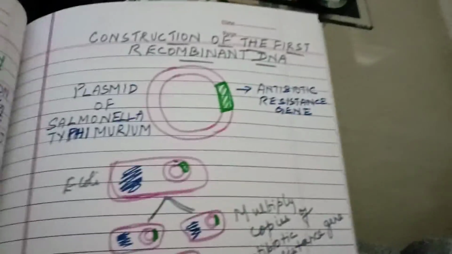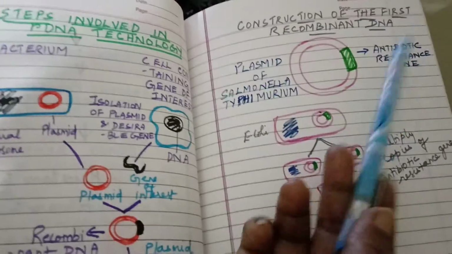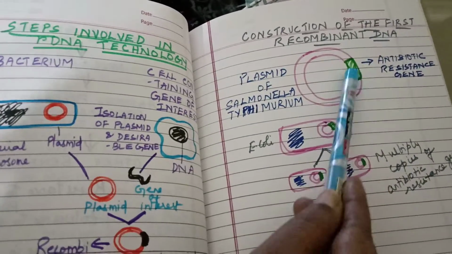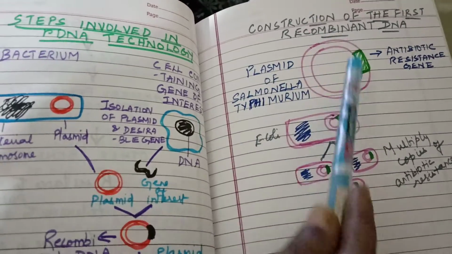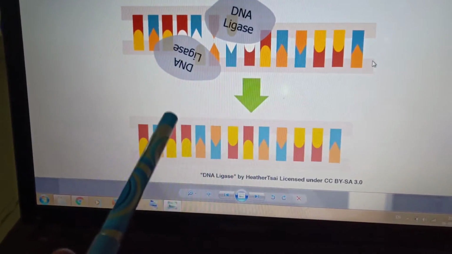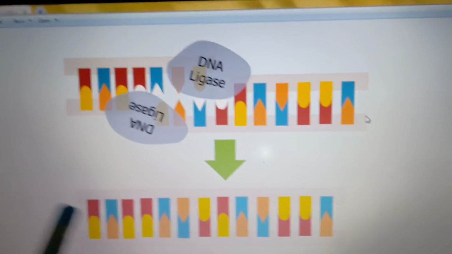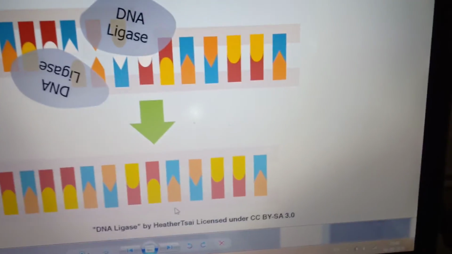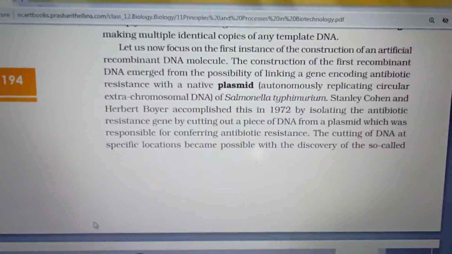Actually, the construction and the steps involved are basically the same except for the desirable gene, with the same plasmid. Cutting is done by restriction endonuclease, the molecular scissors, and joining by DNA ligase. These are different kinds of enzymes present in bacteria. We will see the nature of these enzymes and other things in the next class. Okay, children, have a great day.